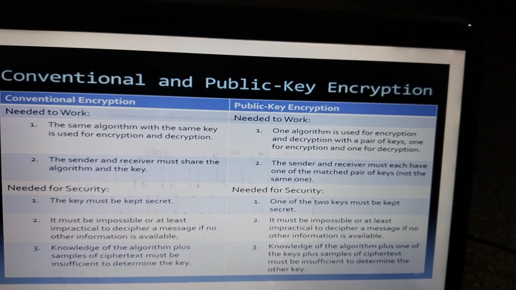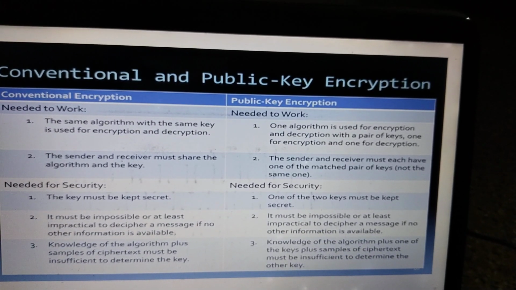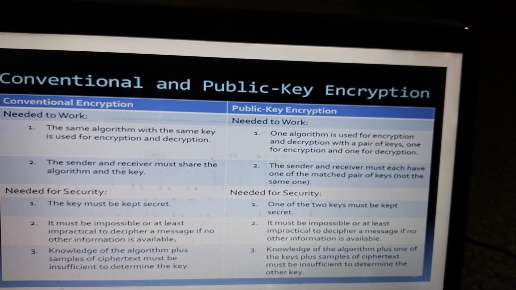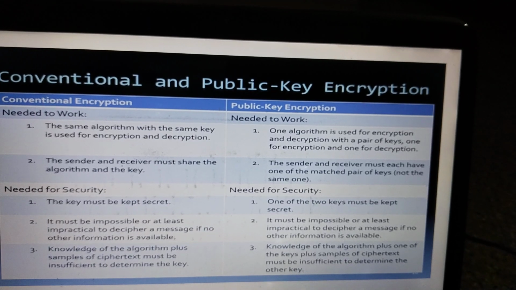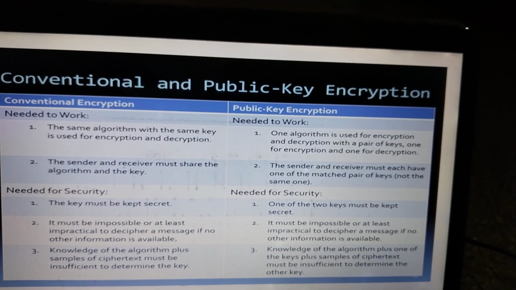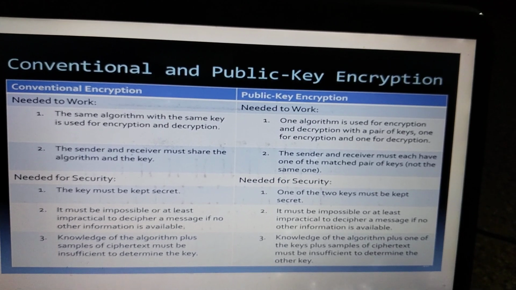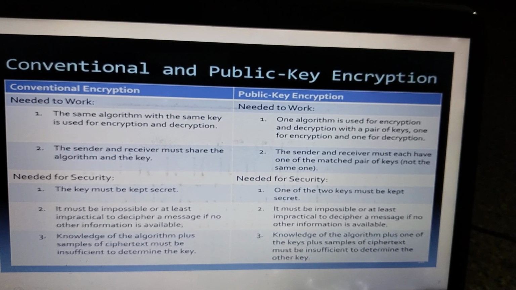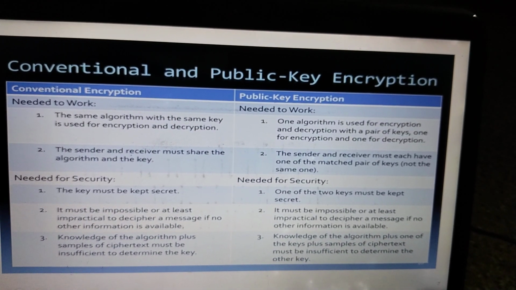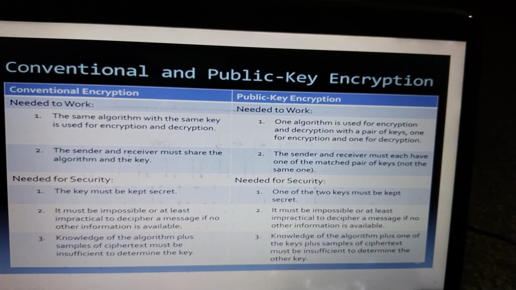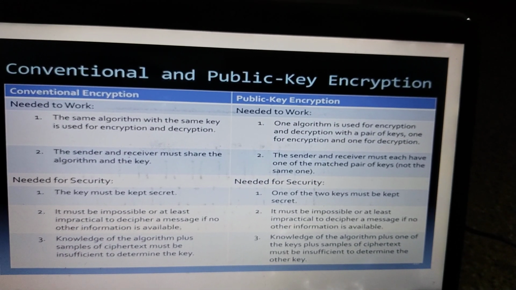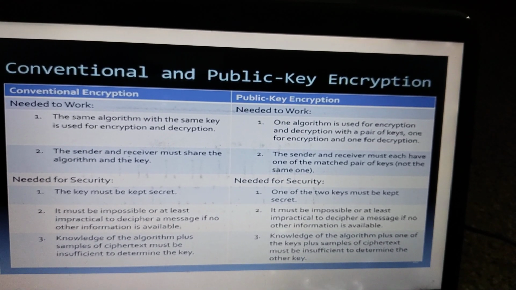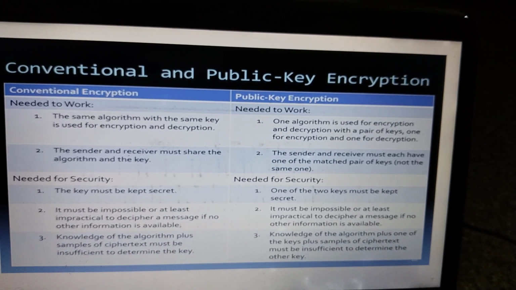And what is needed for security under the conventional encryption technique is that the keys must be kept secret. But when you are using public key encryption, one of the two keys must be kept secret and the remaining one we can share. And the next need for security of conventional encryption is that it must be impossible, or at least impractical, to decipher a message if no other information is available. In public key encryption, it is also impossible, or at least impractical, to decipher a message if no other information is available. Here also, the same thing.